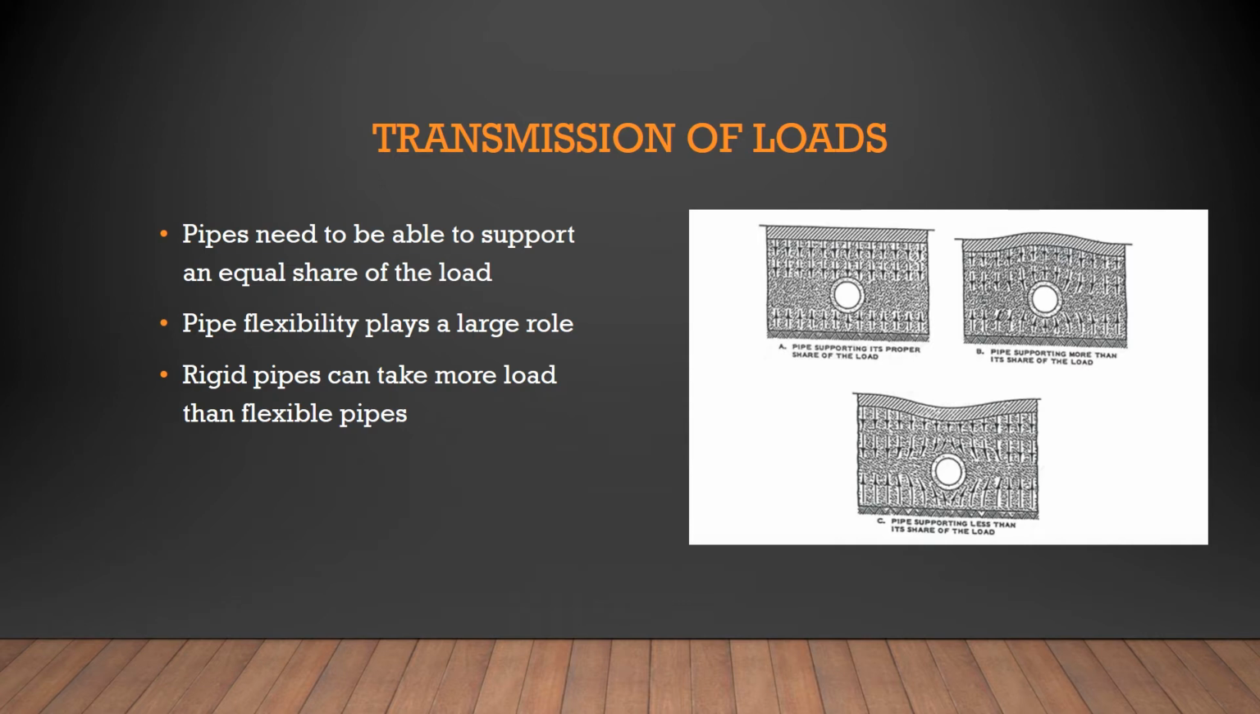In order to properly support the surrounding soil and surface soil directly above it, the pipe needs to share an equal part of the applied load. The biggest factor in the determination of whether a pipe will handle its proper share of the load is pipe flexibility. When compared to the soil, a pipe that is more rigid will take on more than its share of the load, while a pipe that is more flexible will not handle as much of its share of the load. The required flexibility of a pipe is dependent on the soil conditions and how strong the soil is.